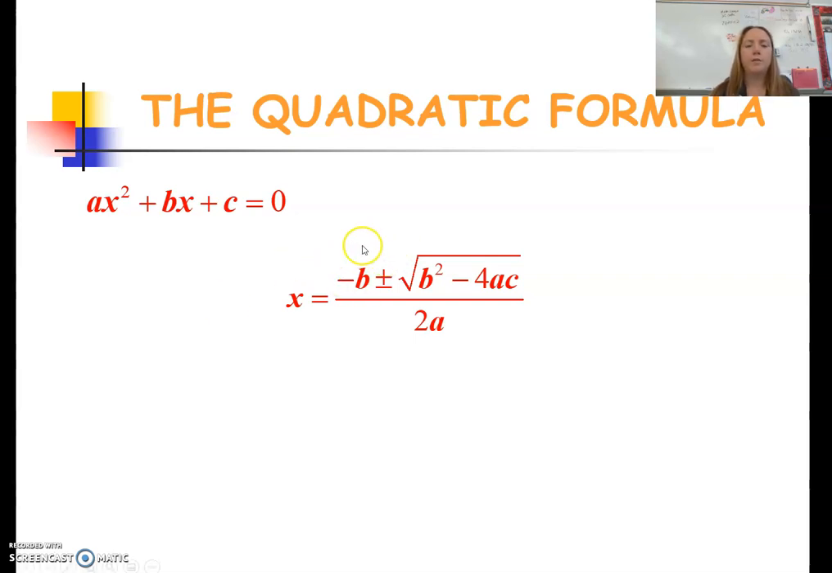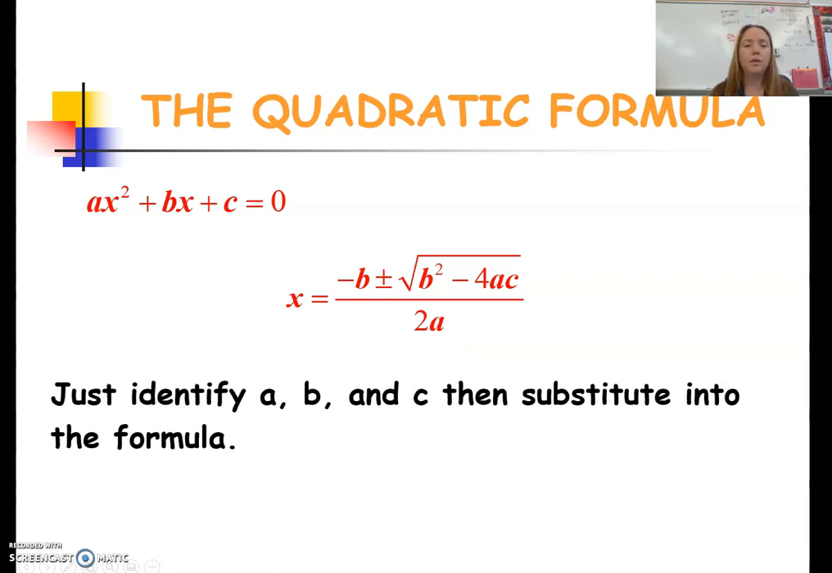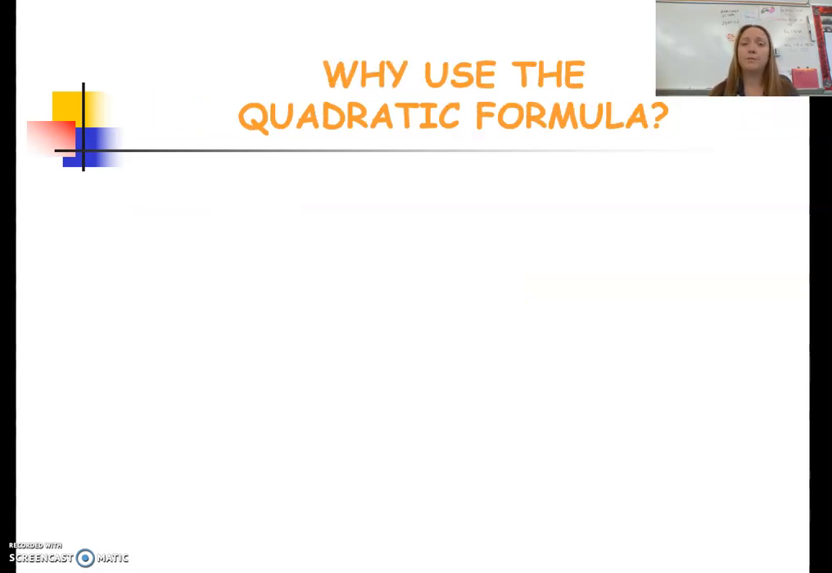What you can see here is we've got negative b over 2a, like we were doing with the vertex. That could help you remember what's on the outside of the square root. So what you'll need to do from here is just identify your a, your b, and your c, and then substitute them into the formula, and simplify it down.